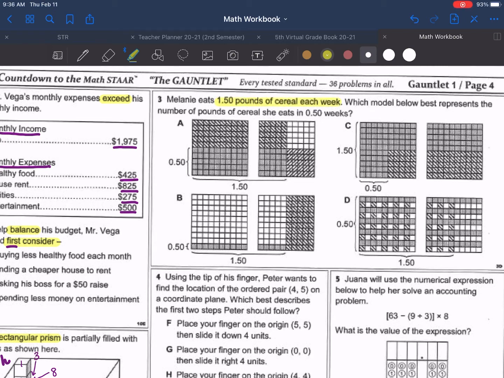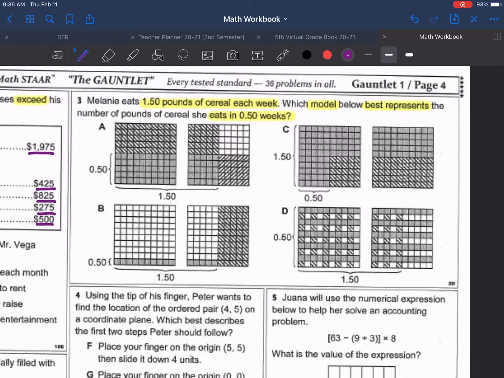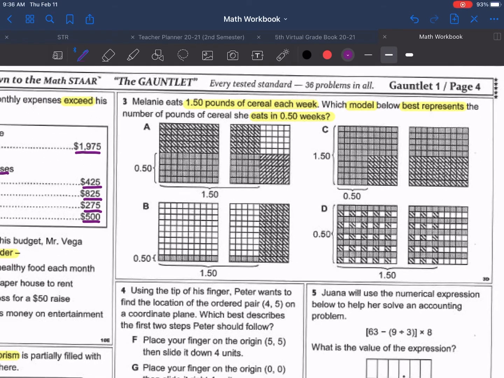Oh my goodness, I almost forgot. We got to highlight some important words here. So first we needed to make sure that we highlighted how much she really eats each week. And then we can also highlight model and best represents, because those are some key words in there. And then we need to highlight the fact that we need to know how much she would eat in 0.5 weeks. My goodness, I could not forget that step. Always got to show our evidence.